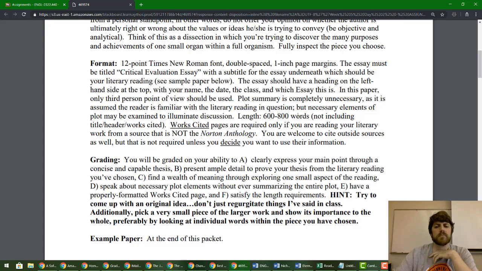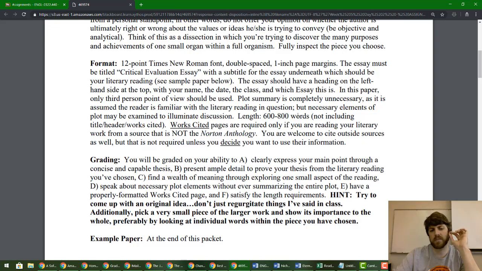So, let's look at the grading stuff. It says clearly express your main point through a concise, capable thesis. Present ample detail to prove your thesis from the literary reading chosen. Find a wealth of meaning through exploring one small aspect of the reading. Speak about necessary plot elements without ever summarizing the entire plot, and have a properly formatted works cited page if you need it. Now the hint here is try to come up with an original idea. Don't just regurgitate things I've said in class.